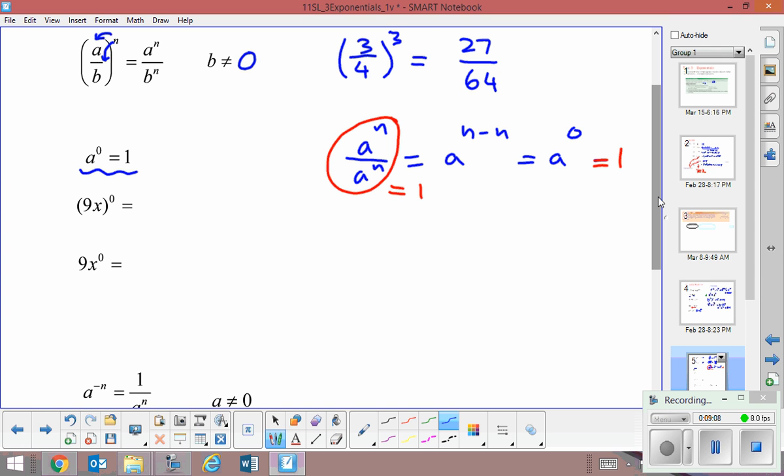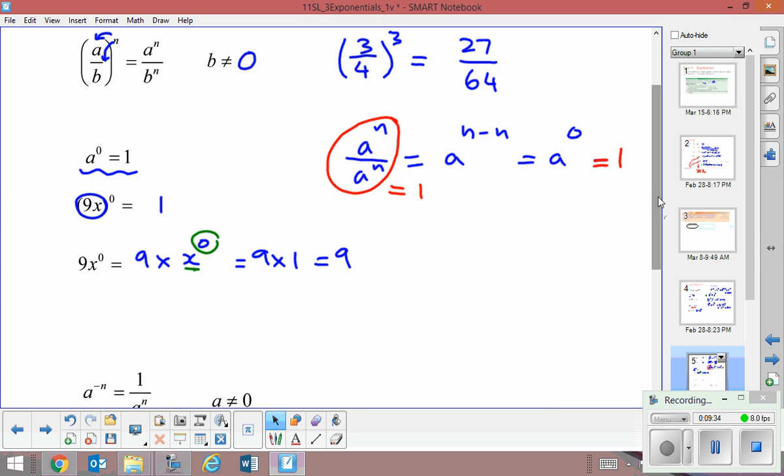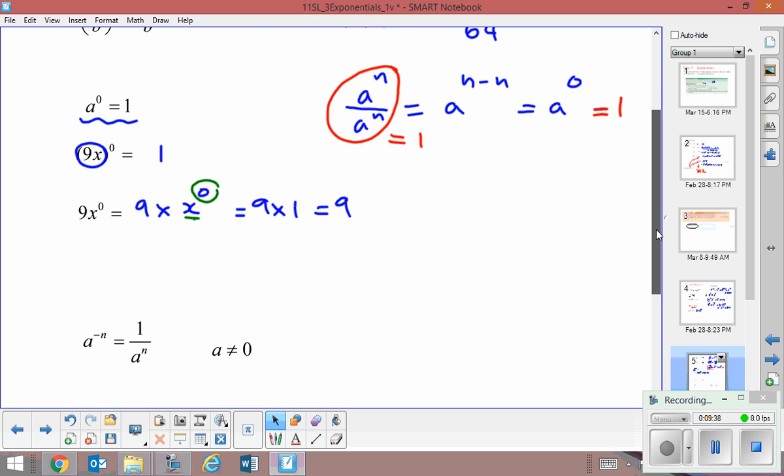Even if I have 9x to the 0, it doesn't matter. All of that is to the power of 0, so it equals 1. But in the next example, I've got 9 times x to the 0. The 0 is only operating on the x, right, not on the 9. So therefore, that's going to be 9 times 1 equals 9. So that's the tricky one that people slip up on. So just look carefully at what the power operates on.